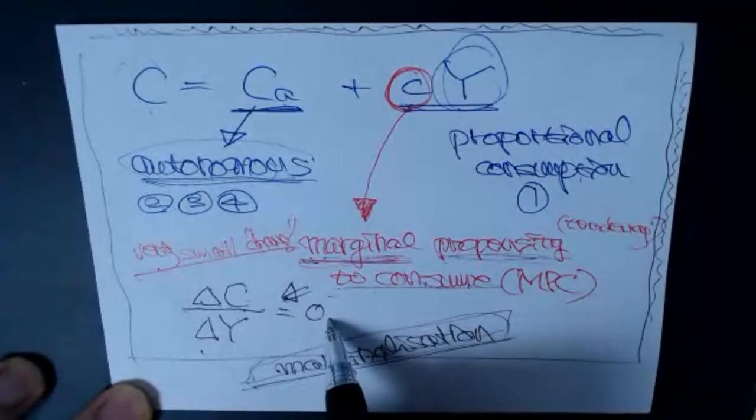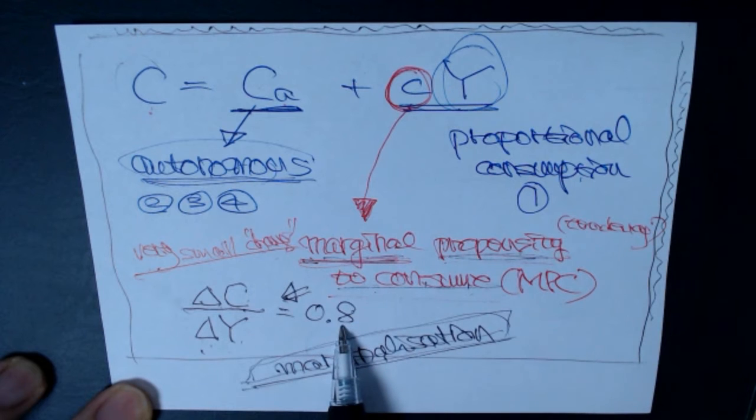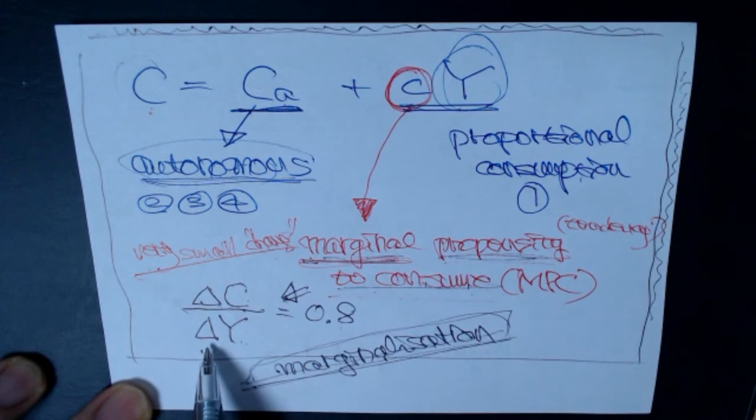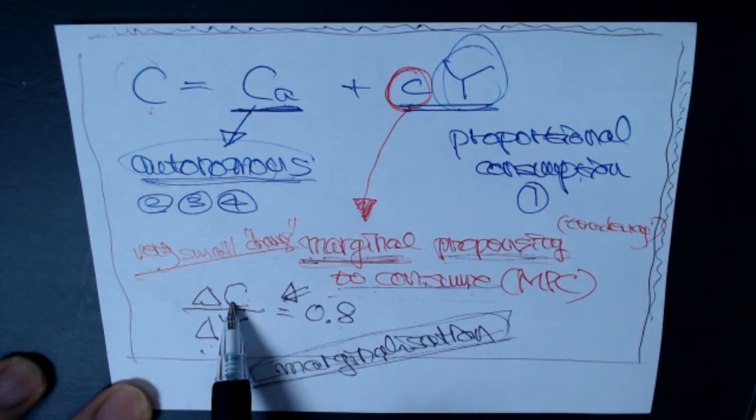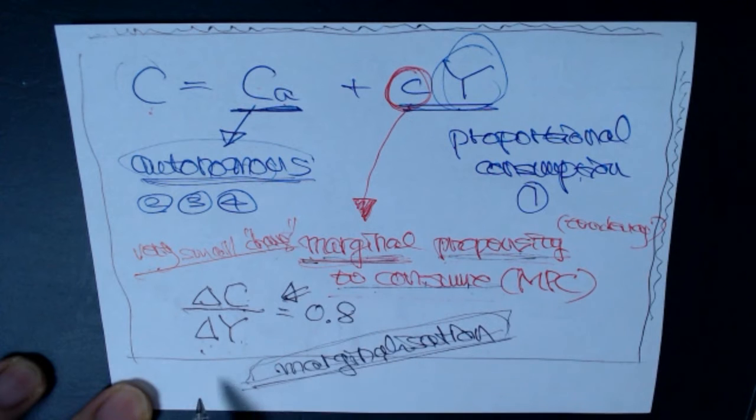So for example, 0.8. What does this mean? It means whenever households had additional income, households in this economy will spend 80% of this additional income. That's the meaning of this MPC. Say again: households in this economy will consume 80% of their extra or additional income, right?